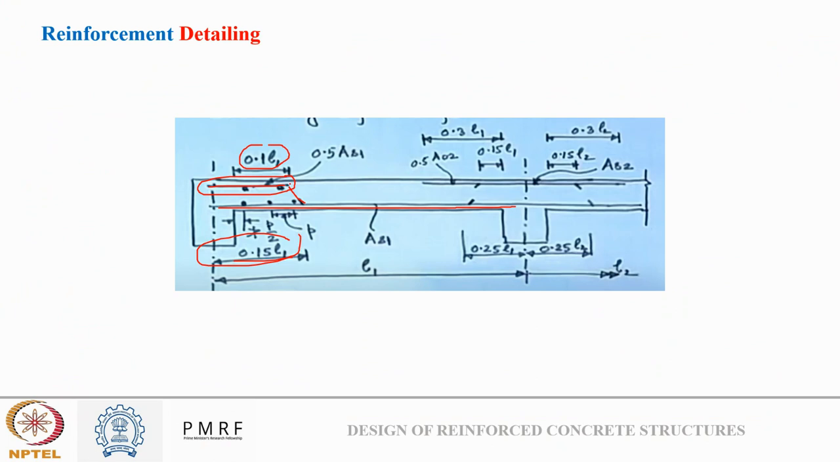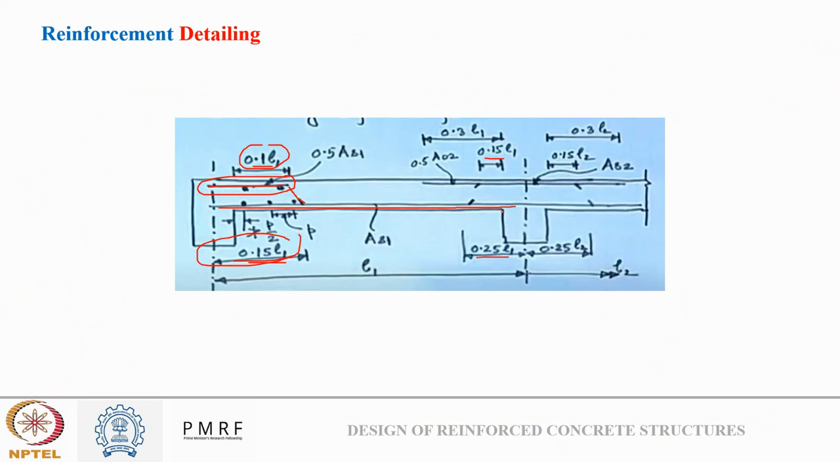So if my total reinforcement area is As1 on the tension side, 0.5 times As1 will come on the compression side when I'm talking about the end support. For mid support, these values change: the factors of 0.15 and 0.1 change to 0.25 and 0.15.